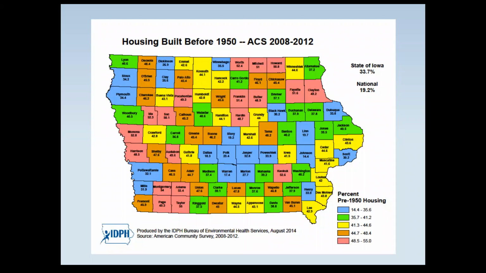This map also shows the presence of pre-1950 homes in the state. You can see here that Iowa has almost 34% of homes built before 1950, when at national level we only have 19% of those old homes. And the colors you see here, for instance, starting with the yellow, orange, and red colors, those are the counties that have a bigger percentage of very old, pre-1950 homes, which means that the chances for kids to be lead poisoned are higher in these counties.